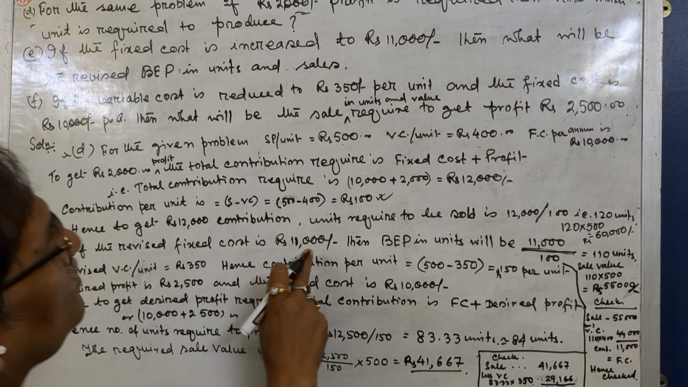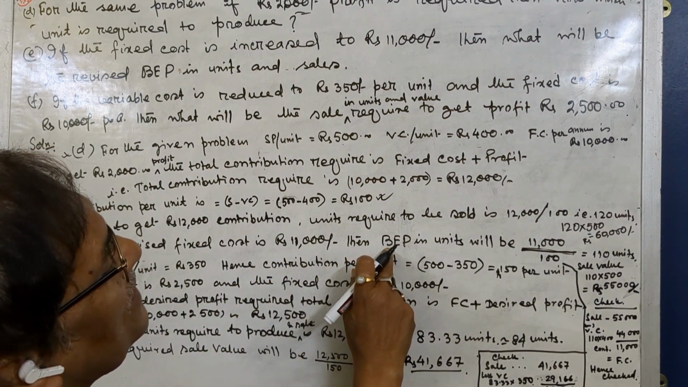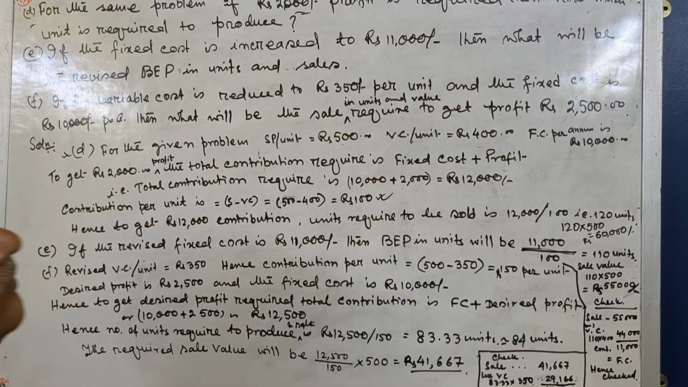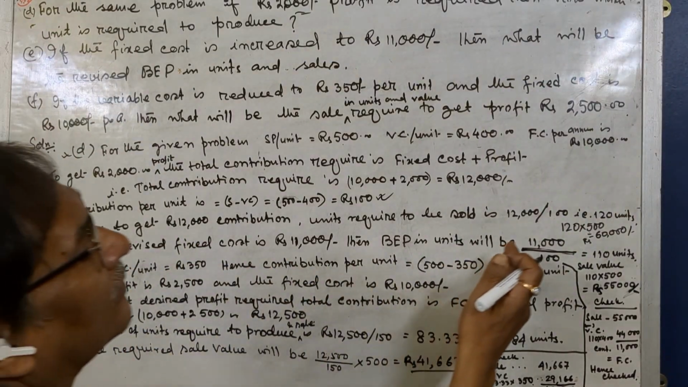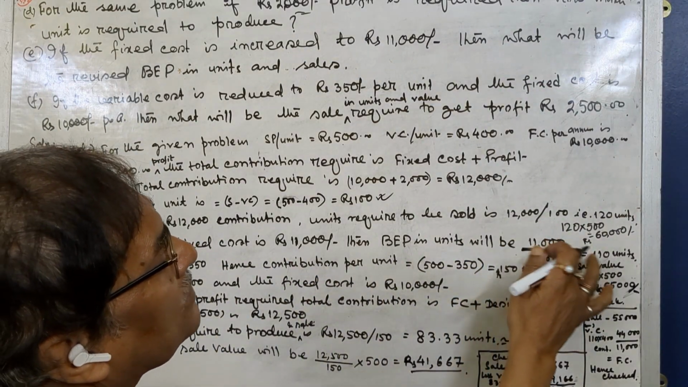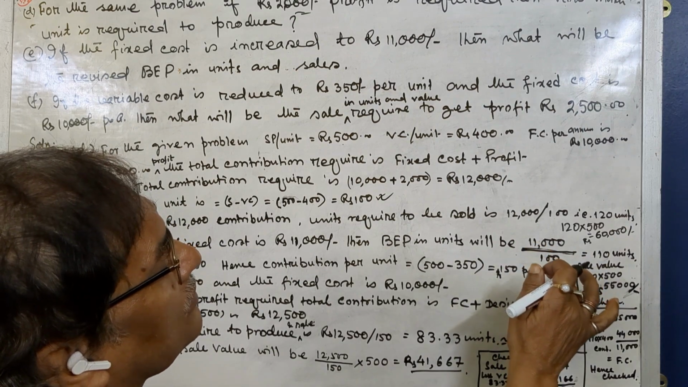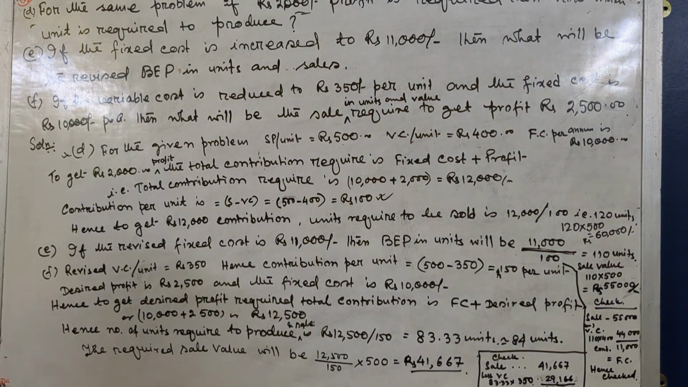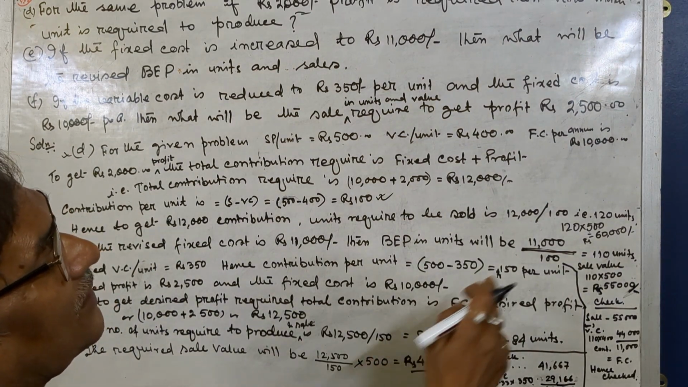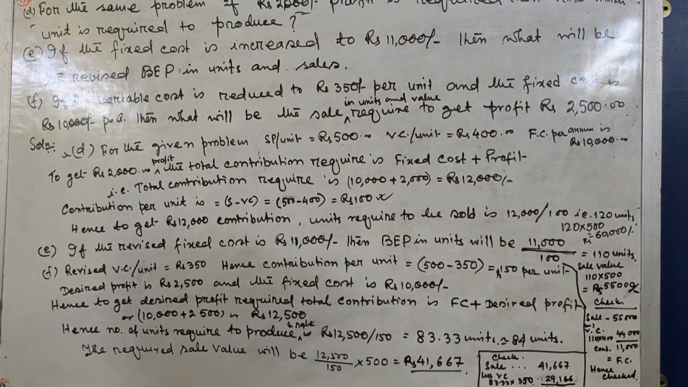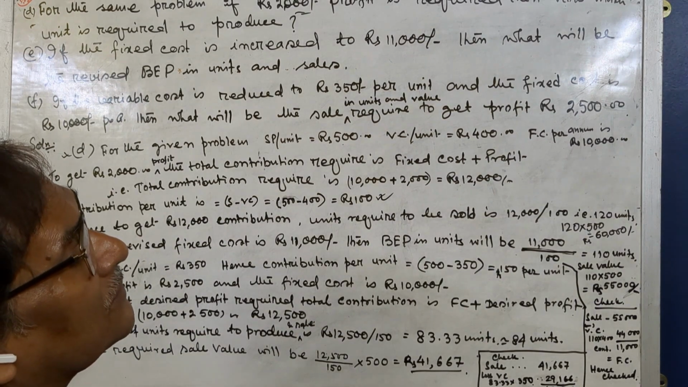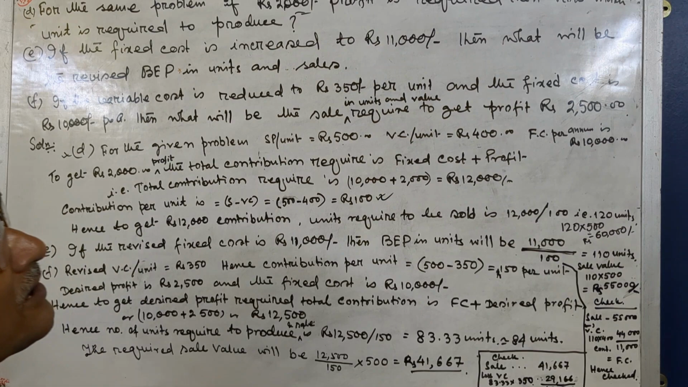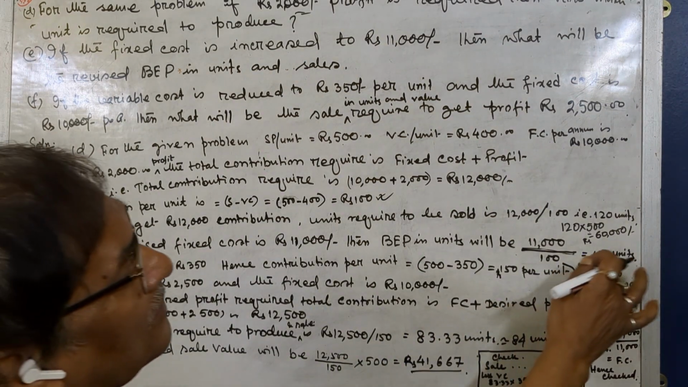If the revised fixed cost is 11,000, then the break-even point in units will be fixed cost divided by contribution per unit. That is 110 units. In that case, the break-even point will increase as the fixed cost, that is the fixed obligation, has been increased. Previously it was 100 units, now it will be 110 units.